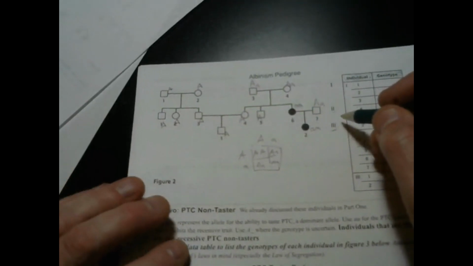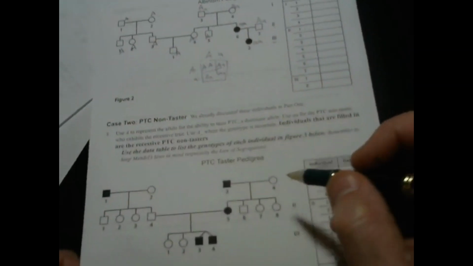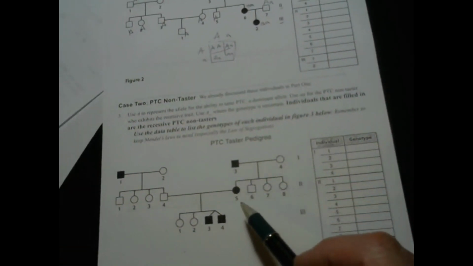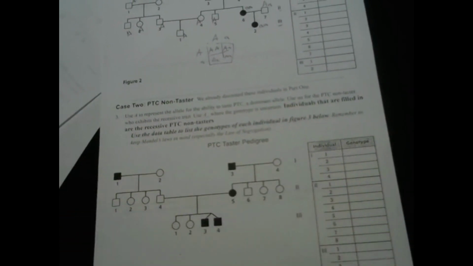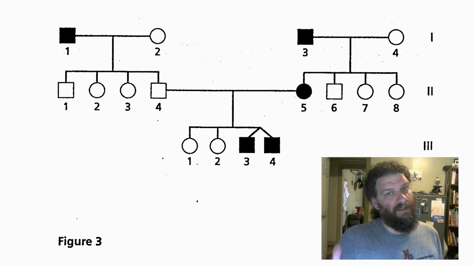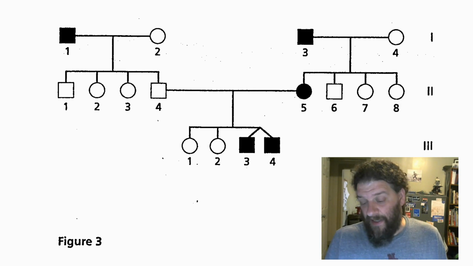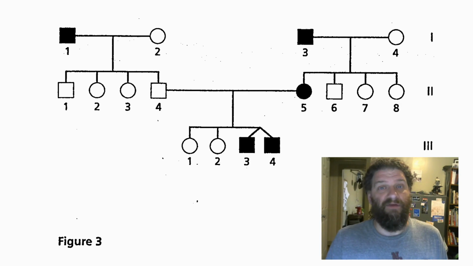Now you can go through and fill this out on this side. The PTC taster diagram is a little bit different, so you have to read the instructions. I'm going to let you finish that on your own. I think you should be able to finish those part 2 questions and finish the PTC pedigree analysis.